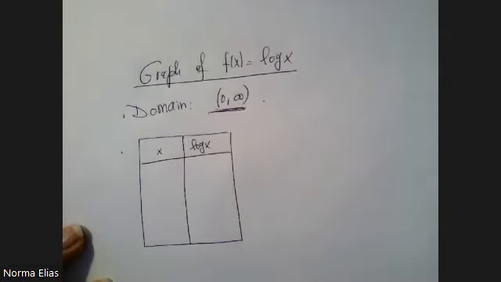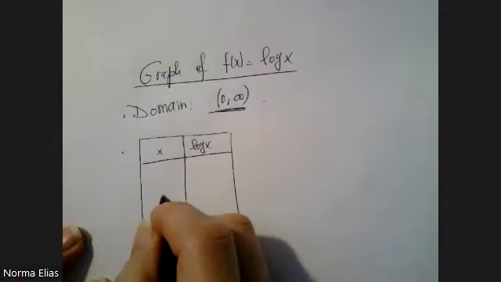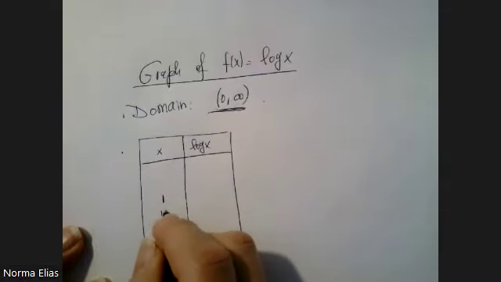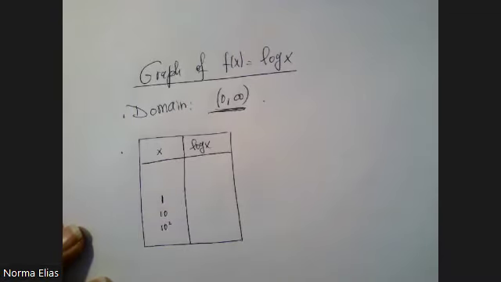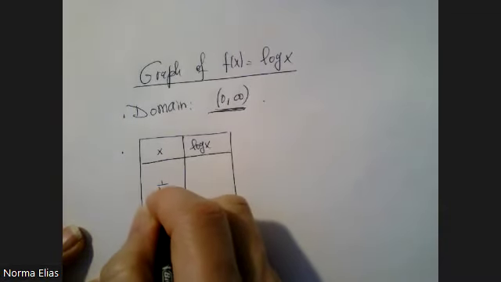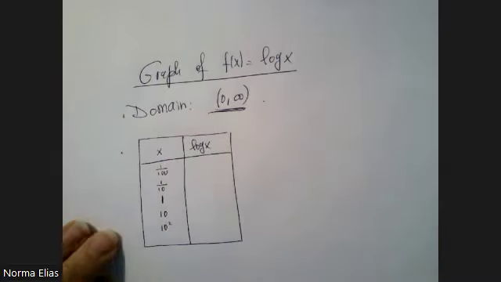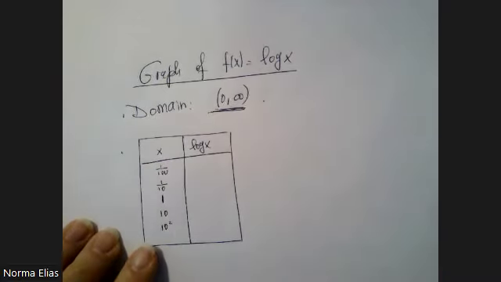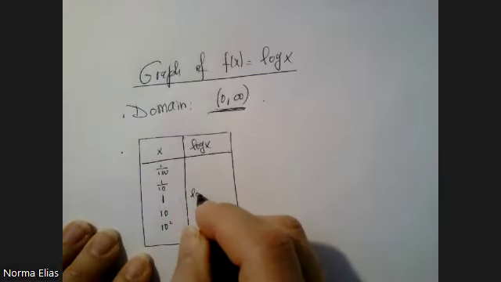So I'm going to give you a bunch of values and you have to tell me what's the output. I'm going to start here with 1, 10, 10 squared. I'm picking very particular values. And here I'm going to take 1 over 10, 1 over 100. And you guys will have to give me answers, and please give me the answers quickly. So what is log of 1?